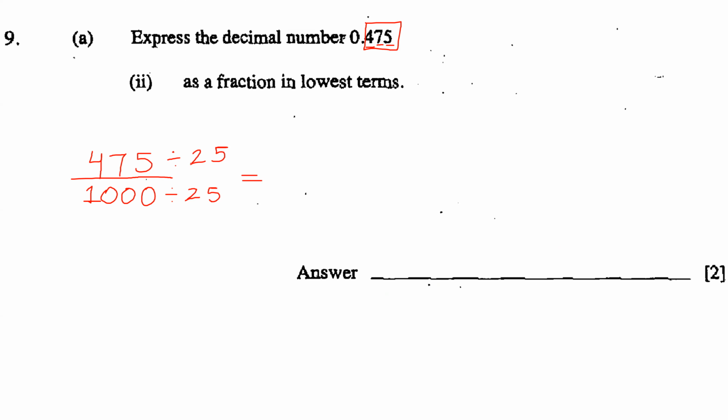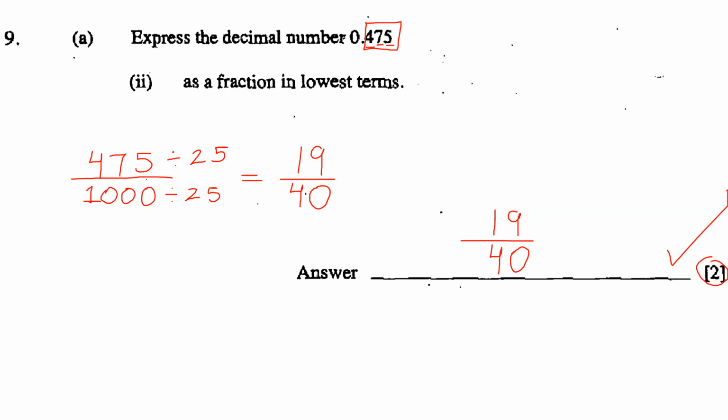So what is 475 divided by 25? If you look at your calculator, 475 divided by 25 is definitely 19. And you're going to put the fraction bar. 1,000 divided by 25 is 40. So the answer here is going to be 19 over 40. That's how we express 0.475 as a fraction in lowest terms. And you know you're right because there's no number besides one that could go into 19 and 40 without leaving a remainder.